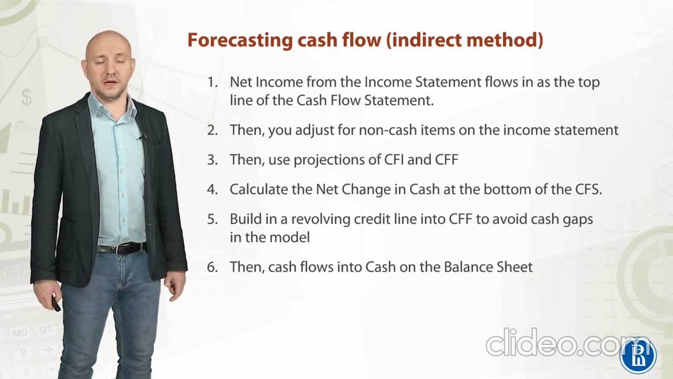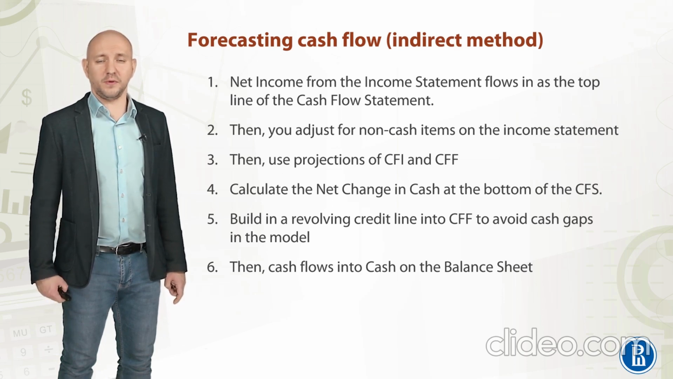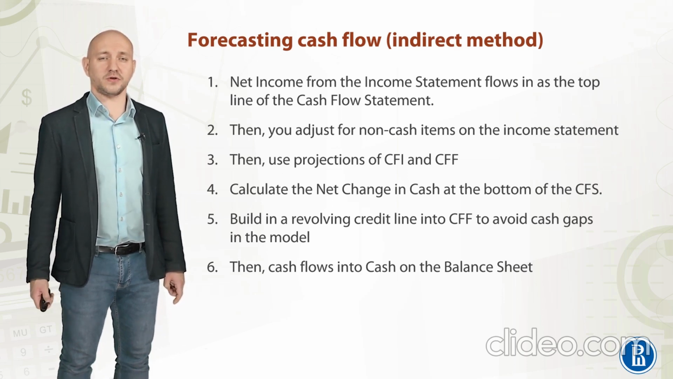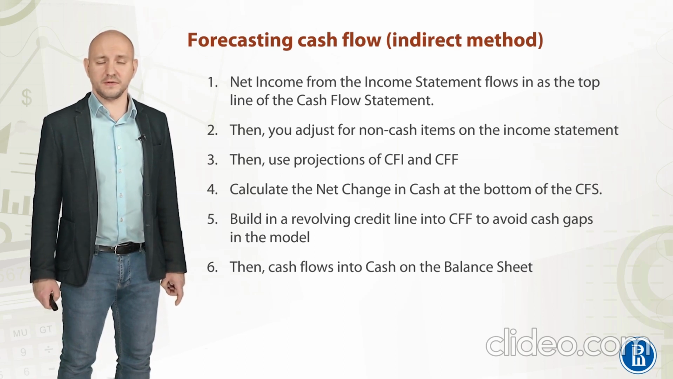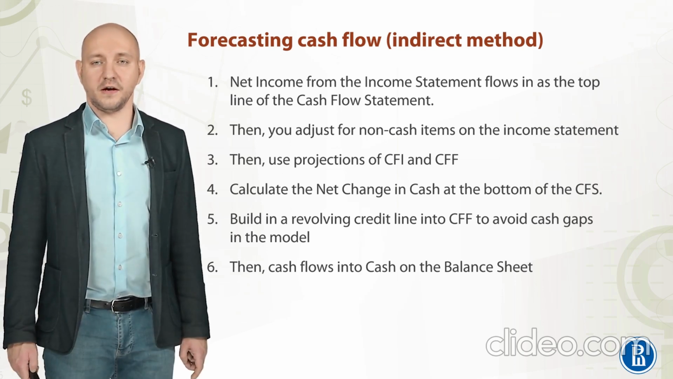Sometimes it's required to build a revolving credit line to avoid cash gaps in the model. It could be the case that you have forecasted cash flow from financing, for instance, but nevertheless, your cash balance at the end of some periods is negative, which means that you need to use some additional financing to avoid this error in your model. Revolving credit lines are used in this case.